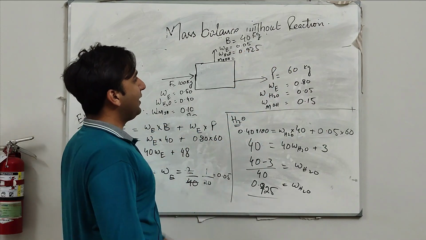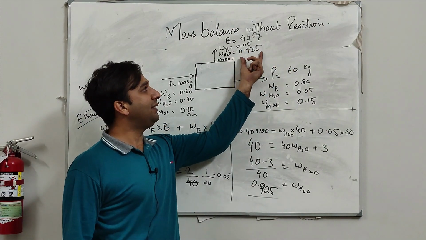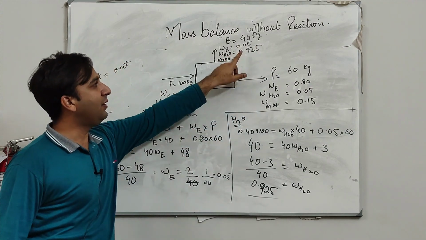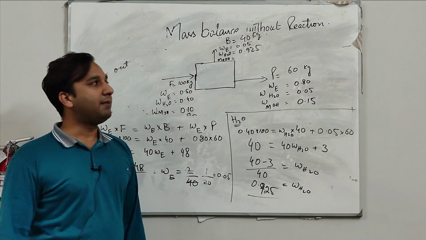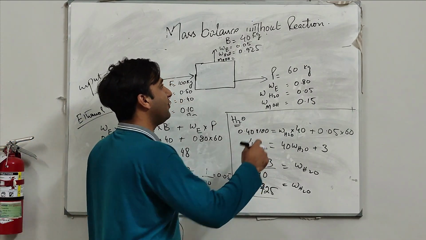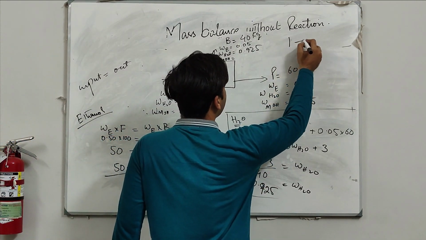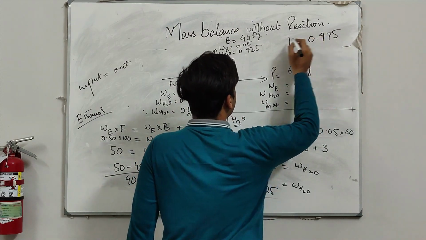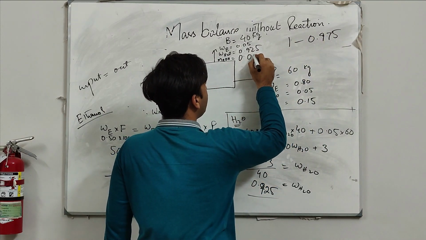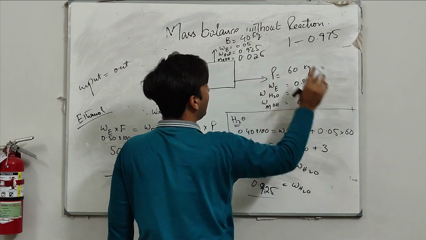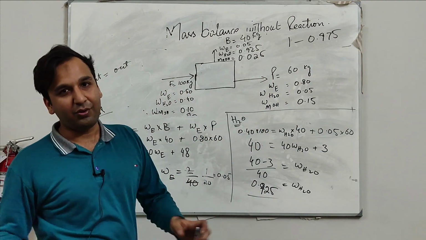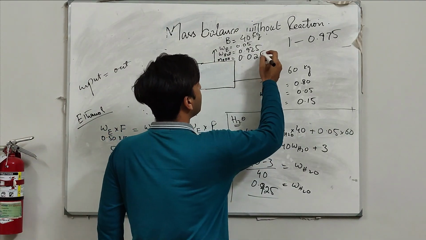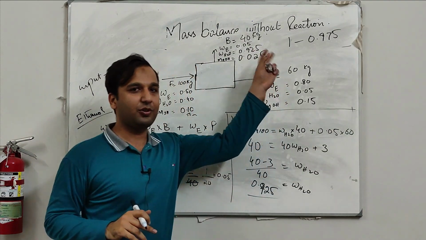And for the remaining, if you add these two and subtract from 1, you will find the weight fraction of methanol. So 1 minus 0.975 will be 0.025, if I am not wrong. You can solve it.